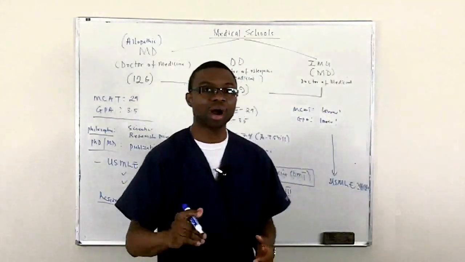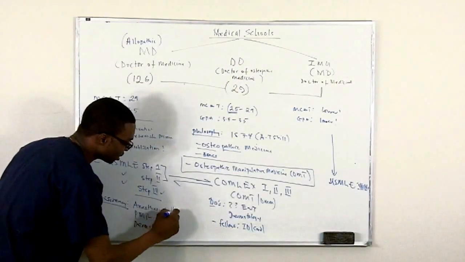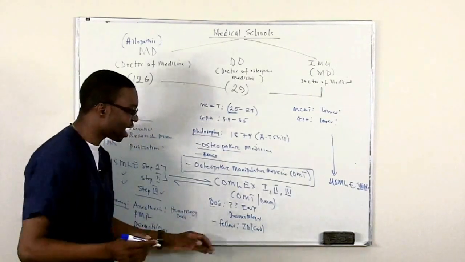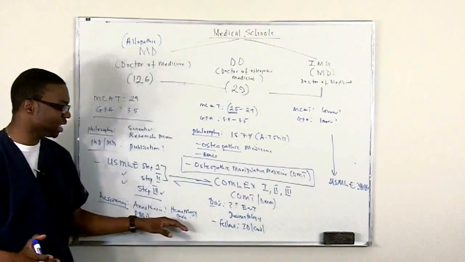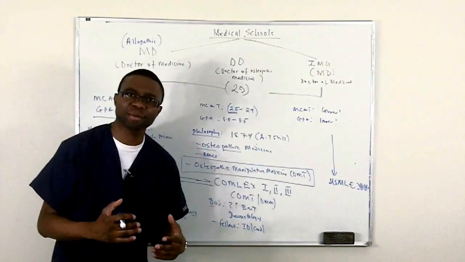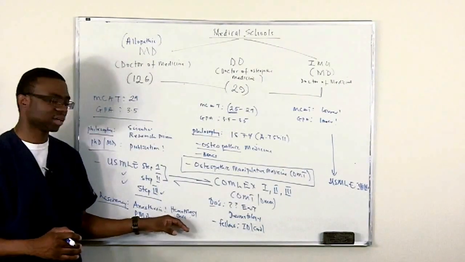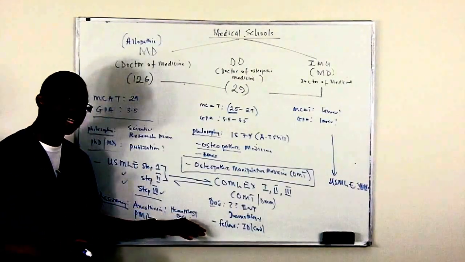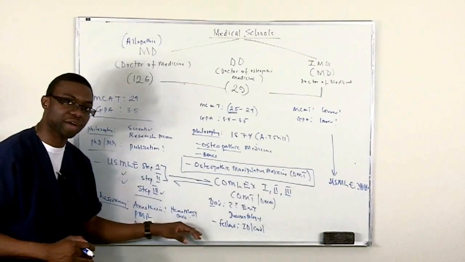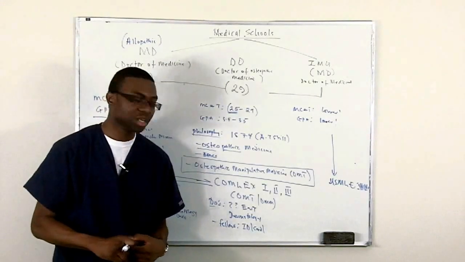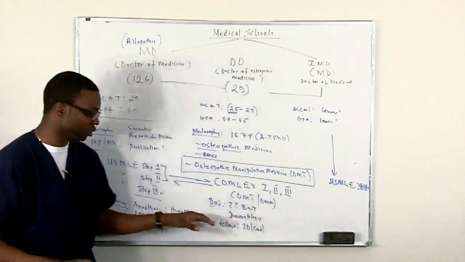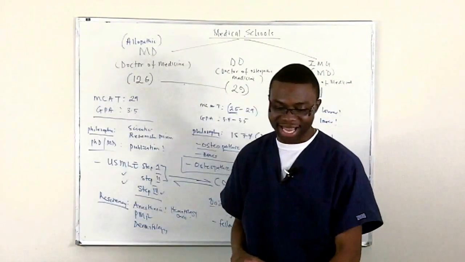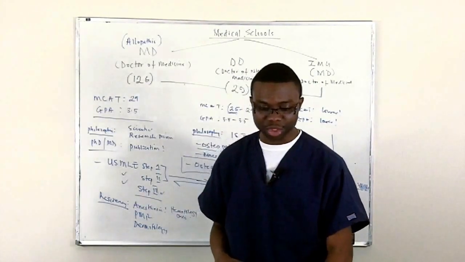For example, Hem-Onc. Hem-Onc is hematology and oncology. There are not a lot of Hem-Onc DO fellowships. So if you just love cancer patients and leukemia patients and really want to go into Hem-Onc, you really have to go into an allopathic residency to match into a fellowship in hematology and oncology. If you go to a DO residency and you want to do a fellowship, you just have to apply, and if you're a very strong applicant, you're going to be able to get into these fellowships.